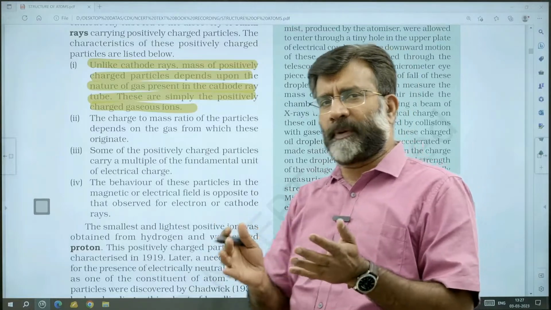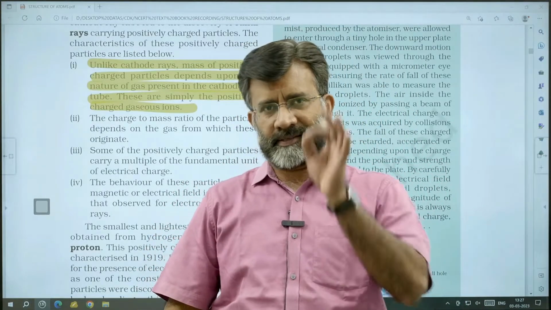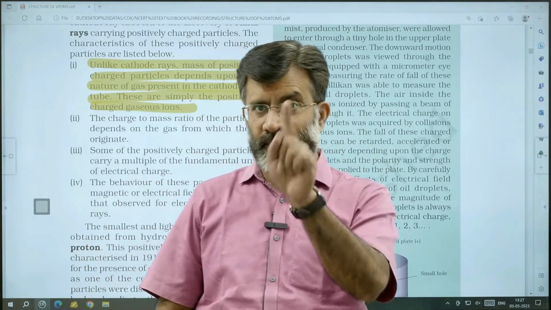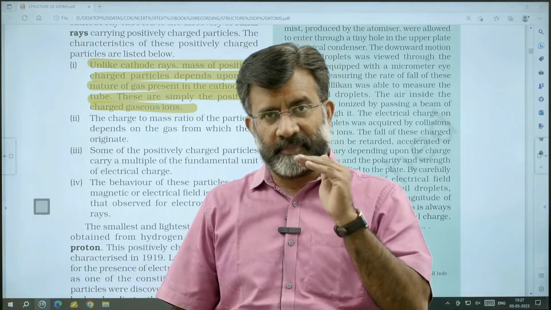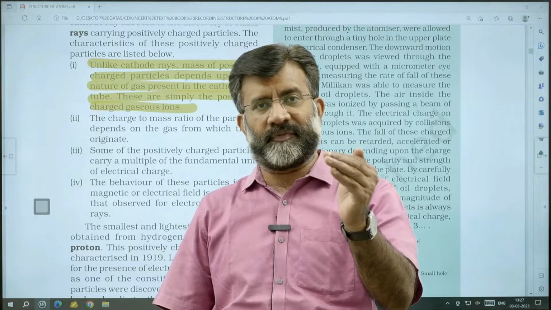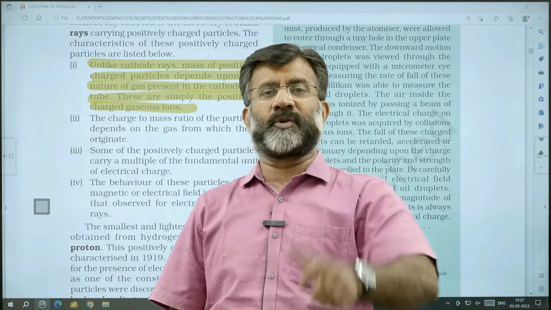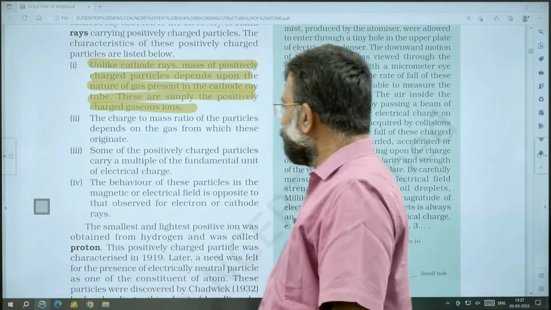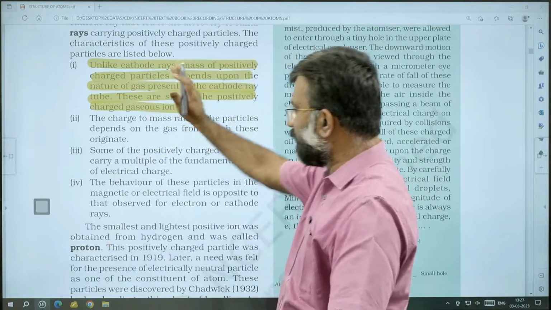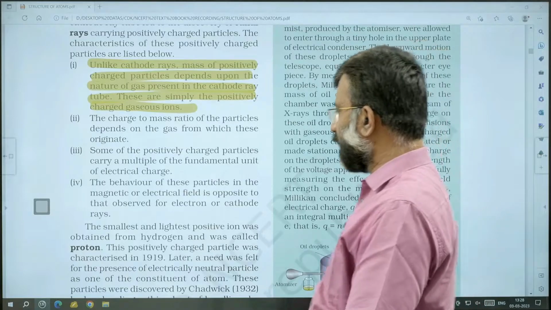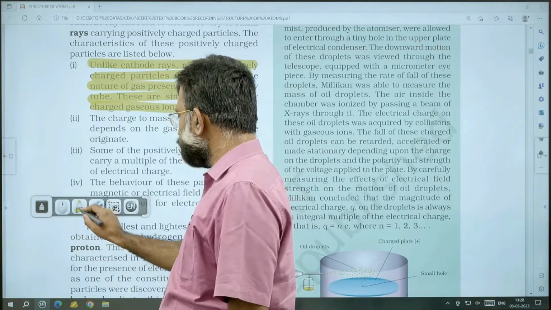The other properties are quite similar. They are charged particles. Cathode rays are negatively charged. Anode rays are positively charged. They migrate in the electric field and magnetic field in such a way that they exhibit positive character. Right? So that is about the cathode rays, and you must go through the relevant points concerning cathode rays.